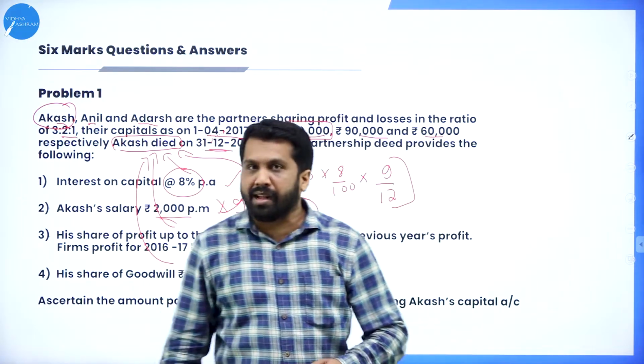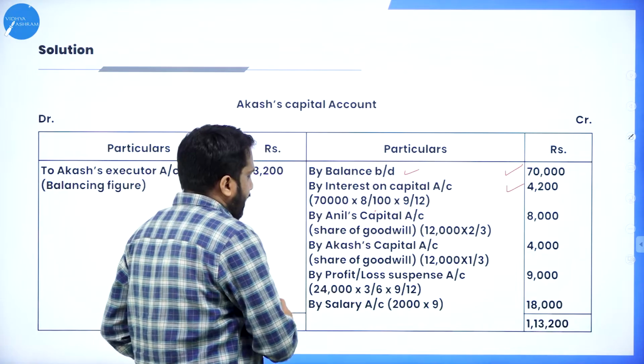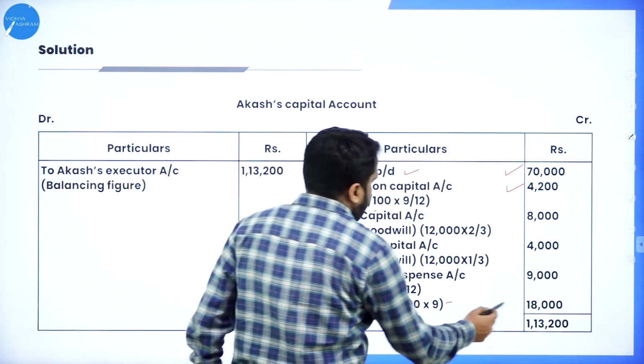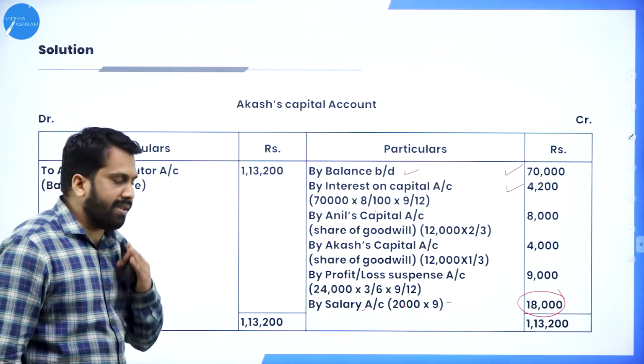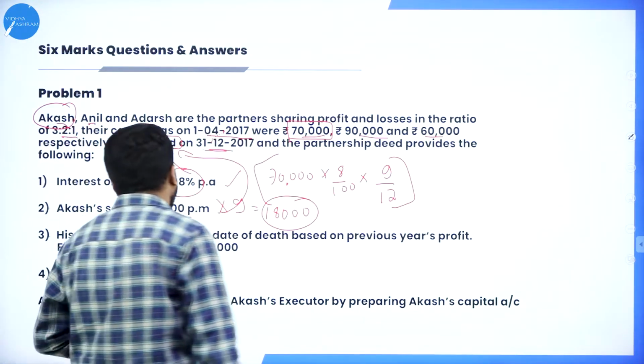Now, again I'll go to your answer. See, salary will be what? 2,000 into 9. Your answer is 18,000. Is it correct? Yes. Now I'll go to the next adjustment.